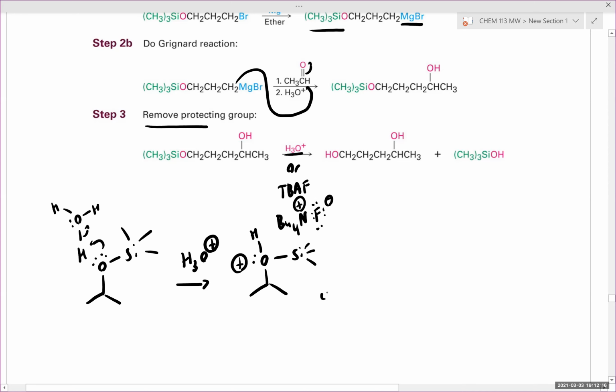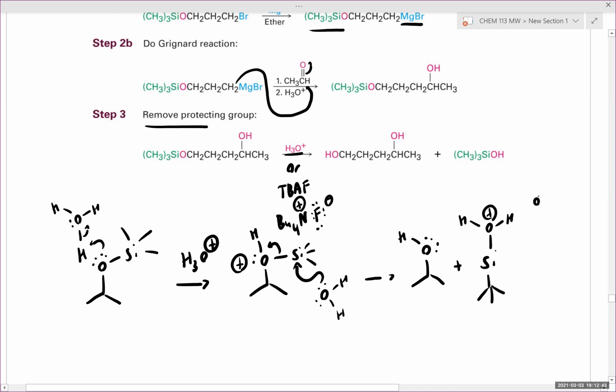And then from there, water is going to attack and we're going to kick out our leaving group. So that in turn gives us our free alcohol and trimethylsilyl alcohol, which is easily removed with a water rinse.